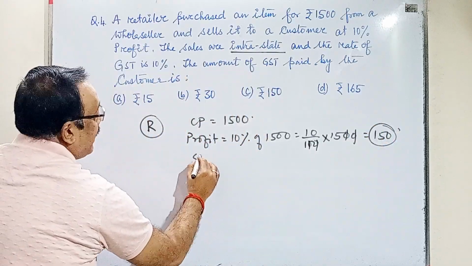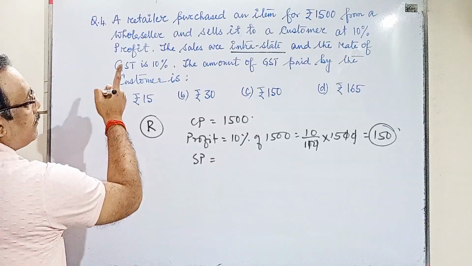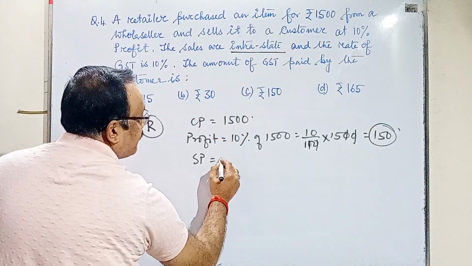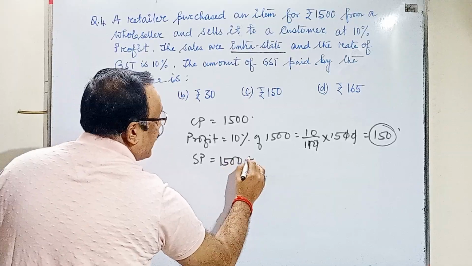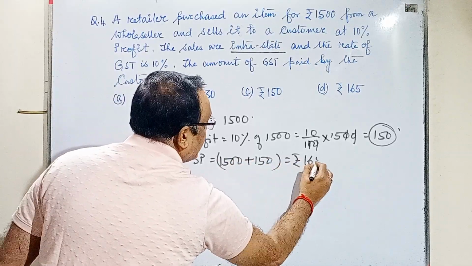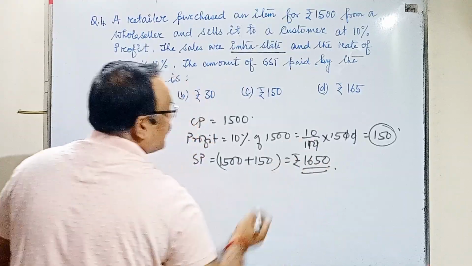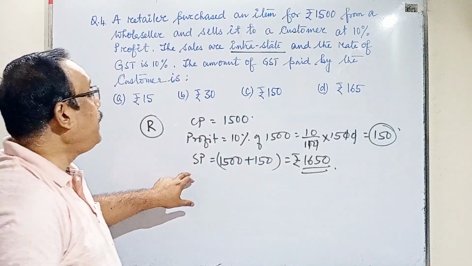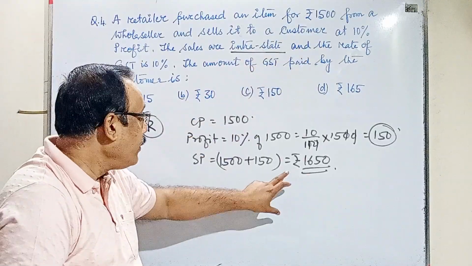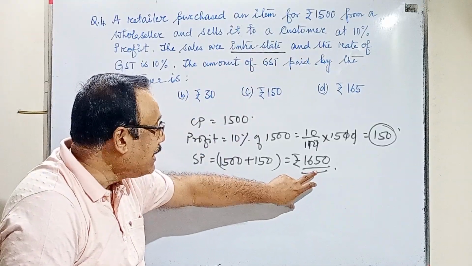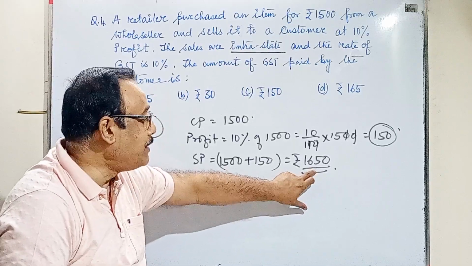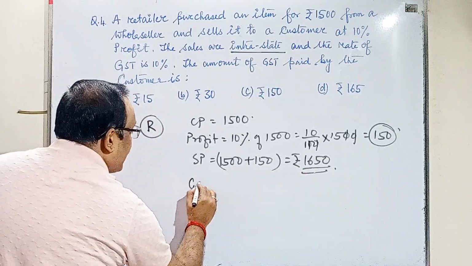So what will be the SP? SP of the retailer, that is the CP of the customer, will be 1500 plus profit 150. So that becomes rupees 1650. This is the price at which the item will be sold to the customer. So the customer is going to pay the GST on this price. This is the price at which he is buying. So the GST will be charged on 1650.